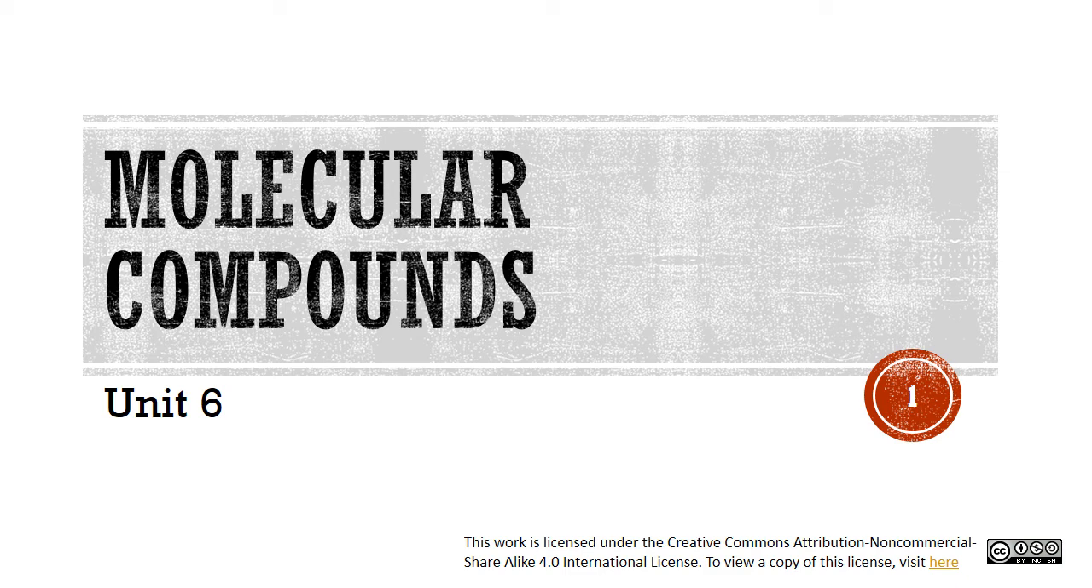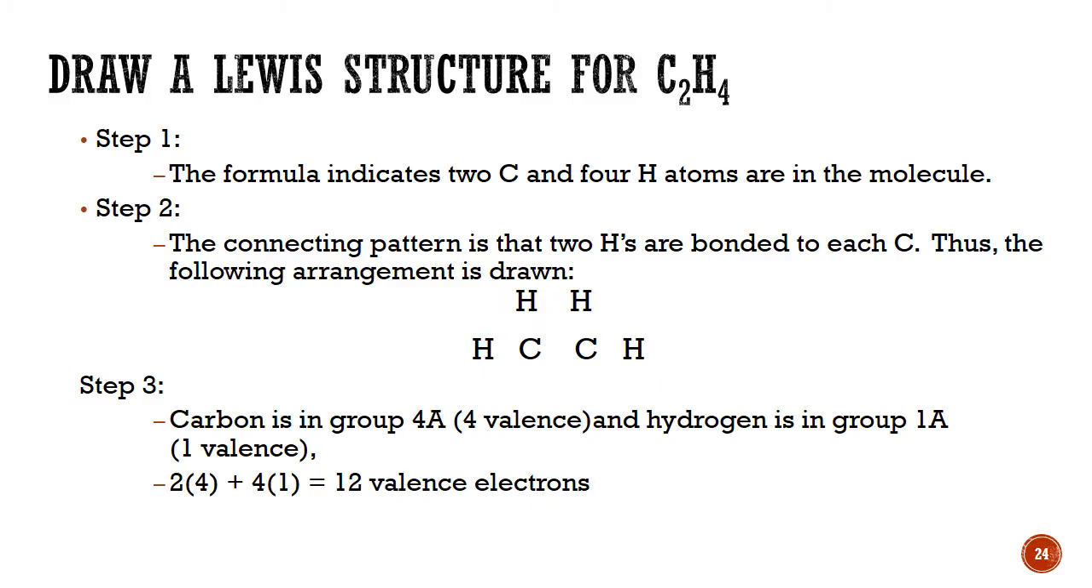Let's continue with what we were talking about, Lewis dot structures. All right, so let's try to draw a Lewis dot structure for C2H4. Of course, the formula tells us there's 2 C's and 4 H's. You might have a little bit of a hard time putting them together, but you can see how they're drawn there. The 2 C's are connected to each other, and then each C has 2 H's attached to it.